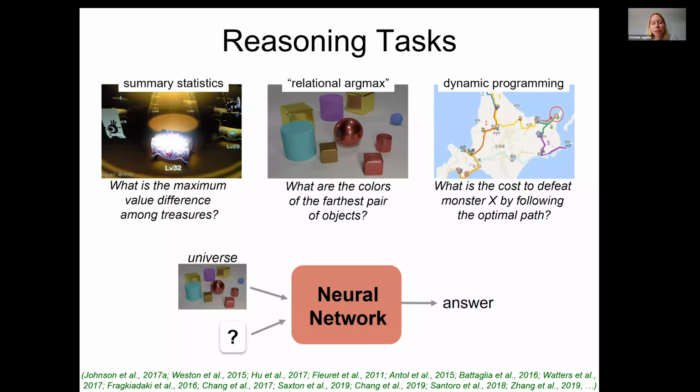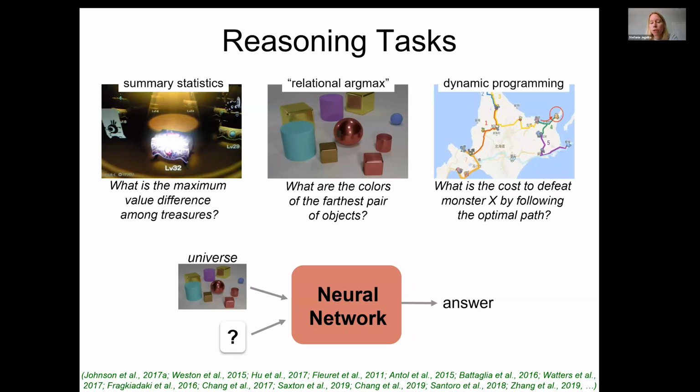Here we are simplifying: we are given a universe of items, a set of item descriptions essentially, and we are asking the neural network to answer a relational question about these items. This question could be simple, like what is the maximum value difference among the items that I've given? A neural network has to learn to compute an answer. Or something like, these items have distances and I'm trying to compute the shortest path.